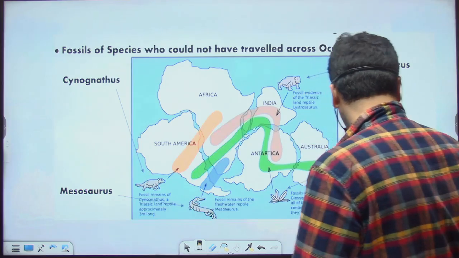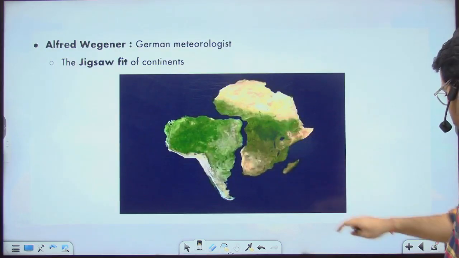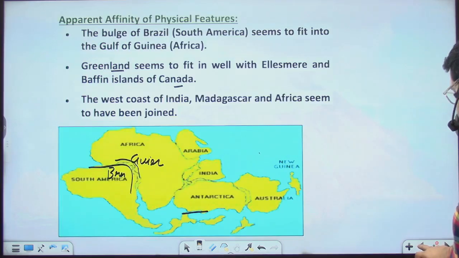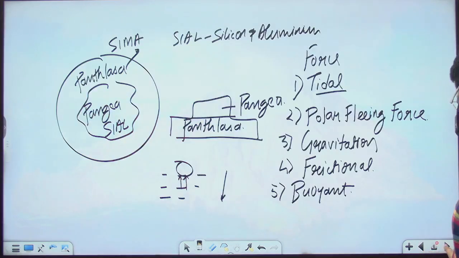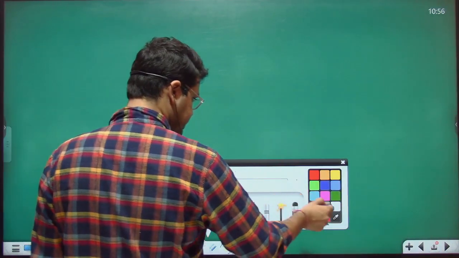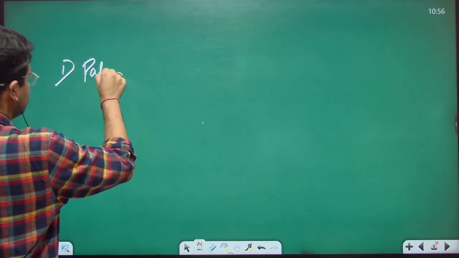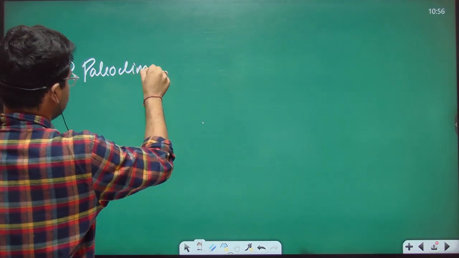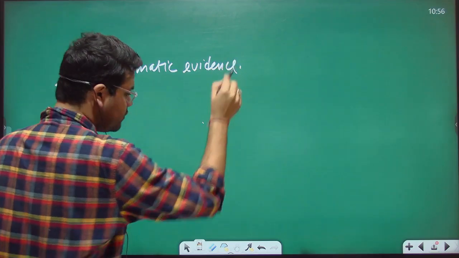Now, paleoclimatic evidence. Okay, I'll explain some of the evidences. This was the zigzag fit that I was talking about. Some other prominent evidences. Okay, I'll just add a slide here. The first is paleoclimatic evidence. What was seen here?